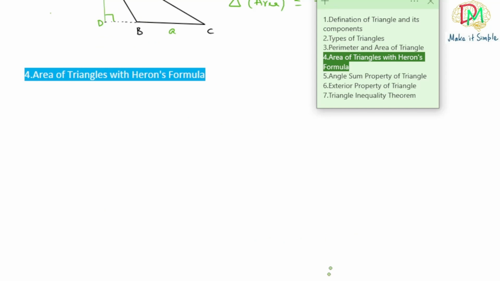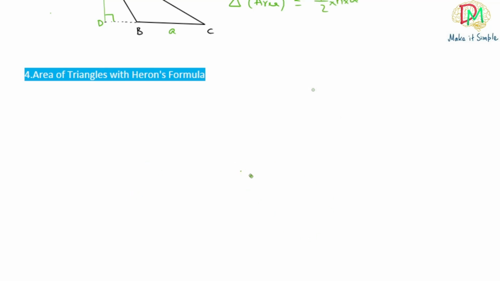Now we learn the fourth point, area of the triangles with the Heron's formula. When the height not given, we cannot find out the area of the triangle with the above formula. In that case, we have to apply the Heron's formula. So what is the Heron's formula? Let's draw one triangle. This is A, B and C, and the lengths are a, b and c.